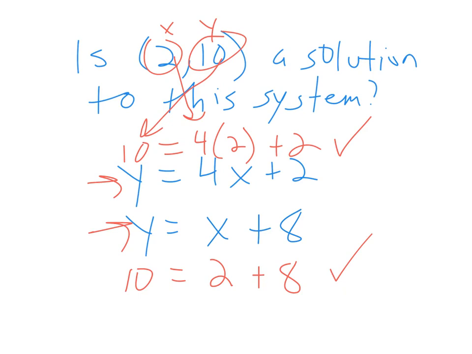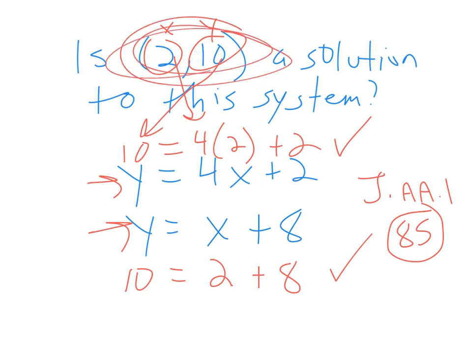Your skill for today is level J, AA, so you're going to go to the AA section, .1, and you're going to go to a score of 85. You should watch this video, refer back to it if you need to, but again, it's just asking you, does this point here work for both equations or just one? If it's both equations, you click yes. If it's one equation, you just click no.